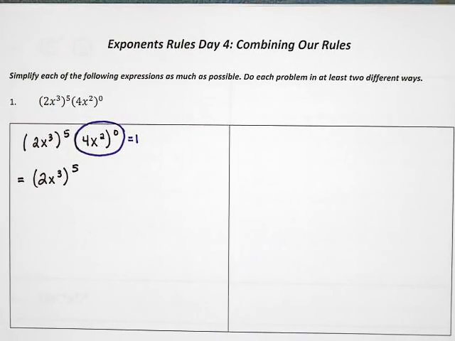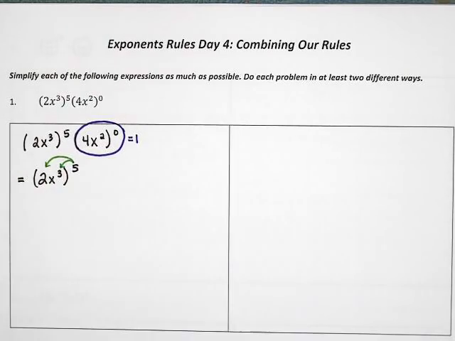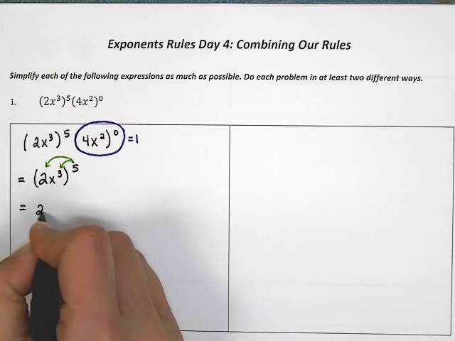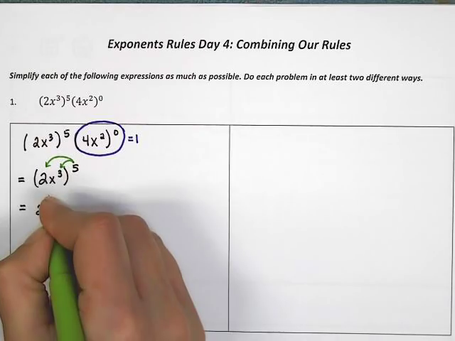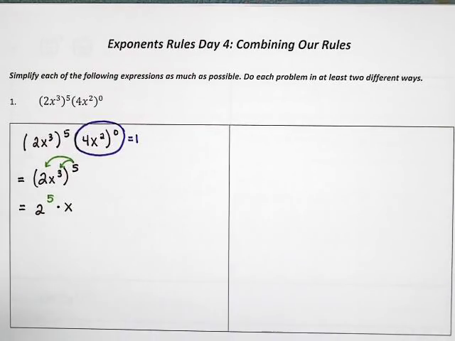Then I'm noticing I have a parentheses with an exponent on the outside. So I'm going to go ahead and distribute that exponent. When I do that, my new problem would say 2 to the 5th power times x to the 15th power.